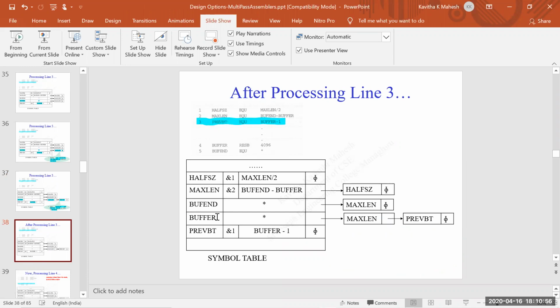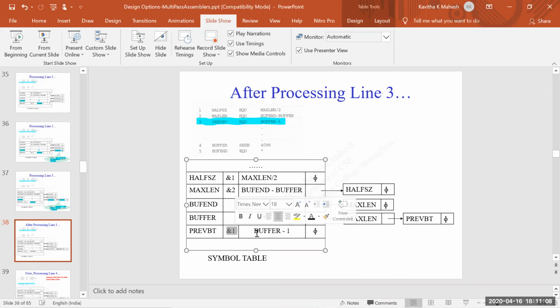First, we entered previous byte into the symbol table. We have entered the defining expression, that is buffer minus 1. We have saved information of how many symbols in the defining expression are unknown. Since only buffer is not known, we kept the value 1. There are no symbols dependent on previous byte, so the list associated with previous byte is empty.